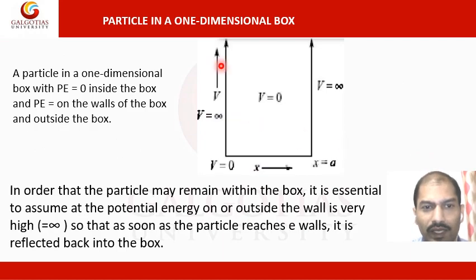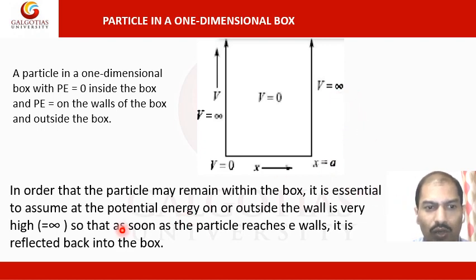So here you can see a particle in a one-dimensional box. Inside the box the potential energy is constant, so this is taken as 0. Outside the box it is taken as infinite. So from x equal to 0 to x equal to a, within this space the electron is restricted. As we already said, potential energy inside the box will be 0, and outside of the box the potential energy is infinite.